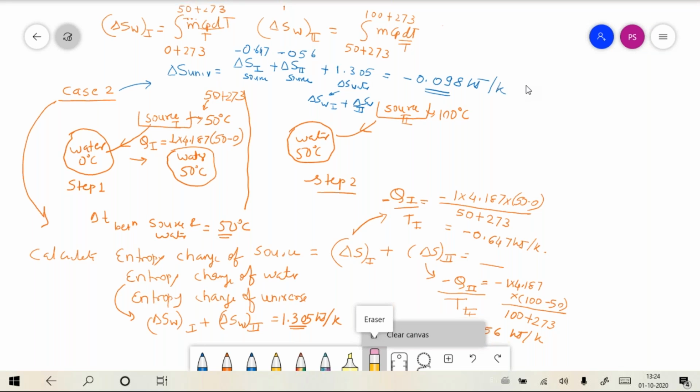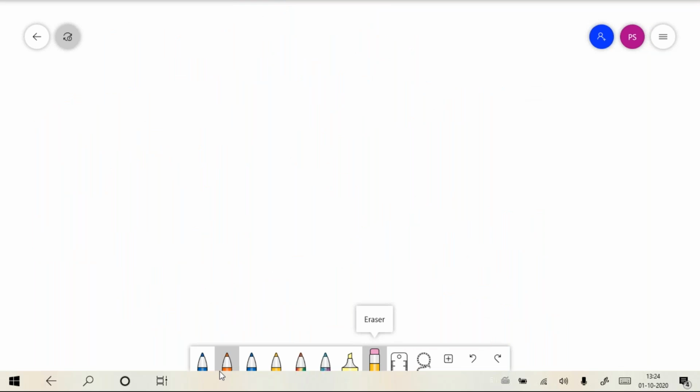So I'm clearing the canvas, and now let me discuss the conceptual feature of this problem. So what was the problem? The problem was, there is water which is at 0 degrees centigrade, and this water was to be heated up to 100 degrees centigrade.